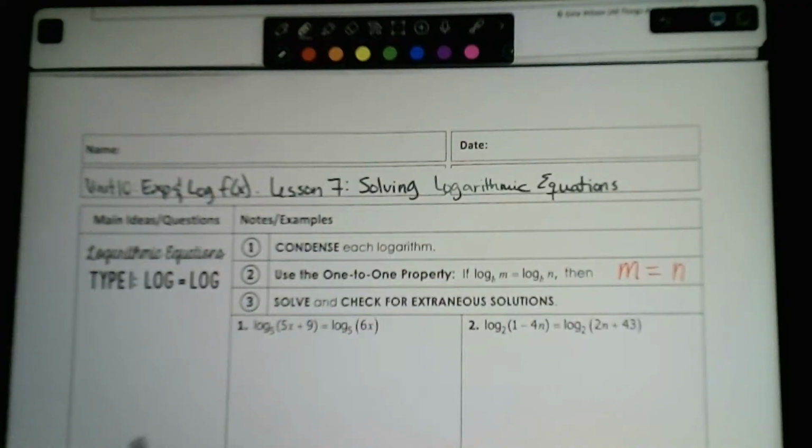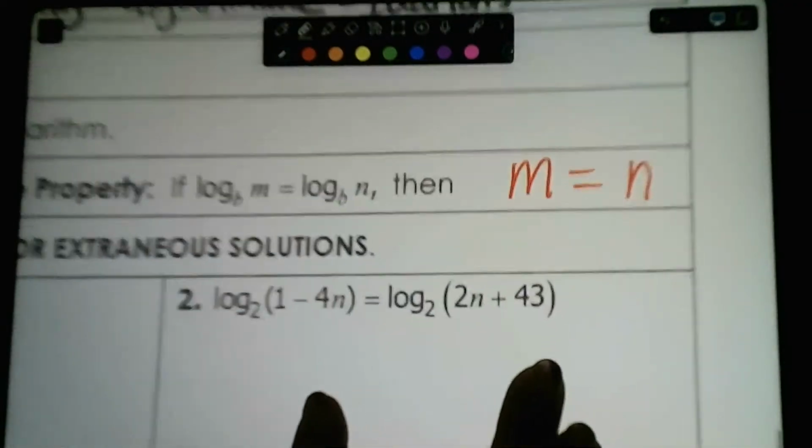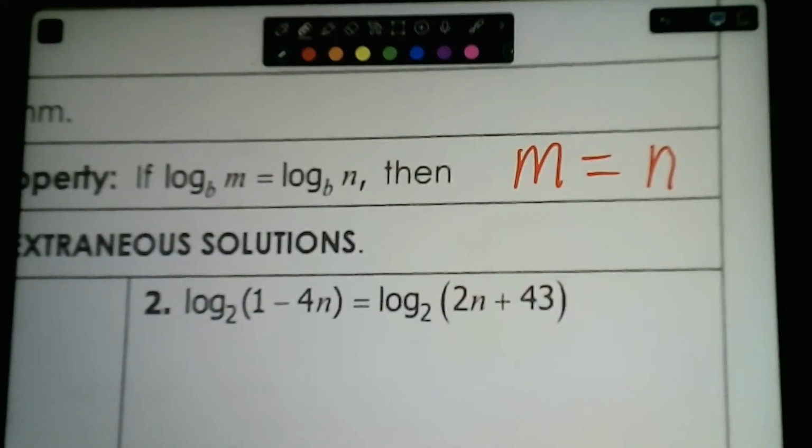We're going to condense the logarithm. Then we're going to use the one-to-one property that says, if I have 2 logarithms on either side of an equal sign that have the same base as each other, then the stuff I'm taking the log of has to be equal to each other. This is the same sort of idea as when we were solving exponentials. When I had exponentials with the same base, I could throw away the bases and look at just the exponents. It's the same idea.